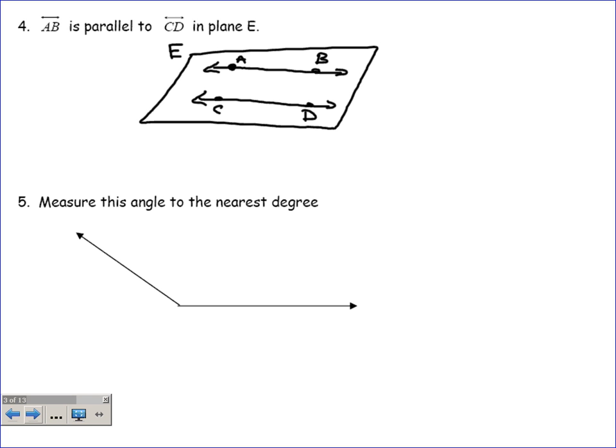How do I show these two are parallel? I have to draw some arrows in here. So boom and boom. As long as they have the same number of arrows on there, they're fine. I can draw 2 of them on there as well.